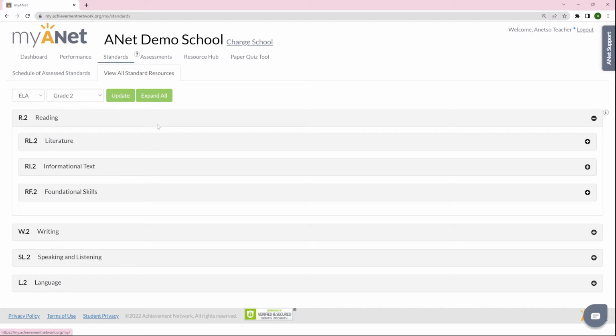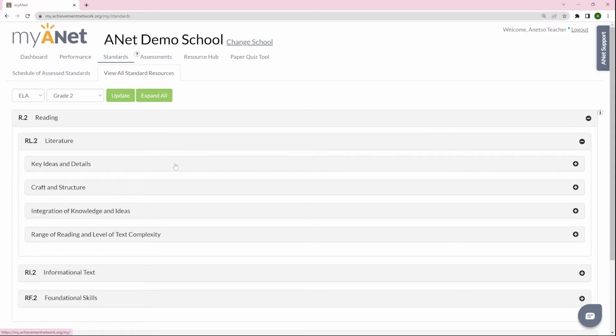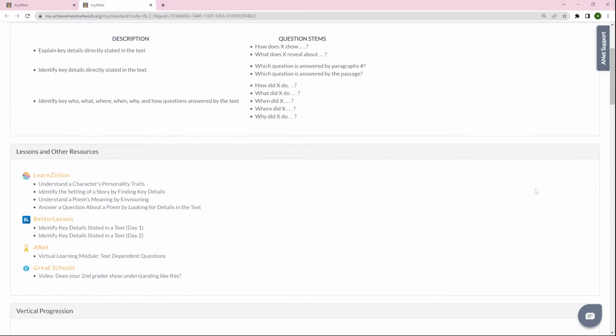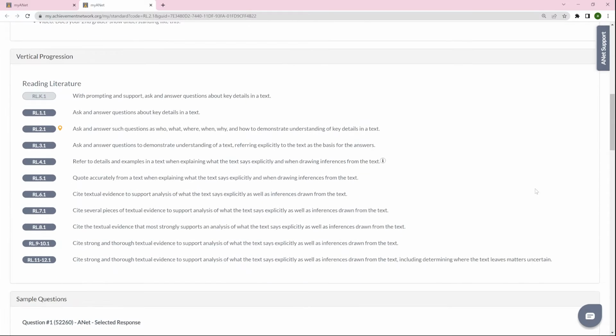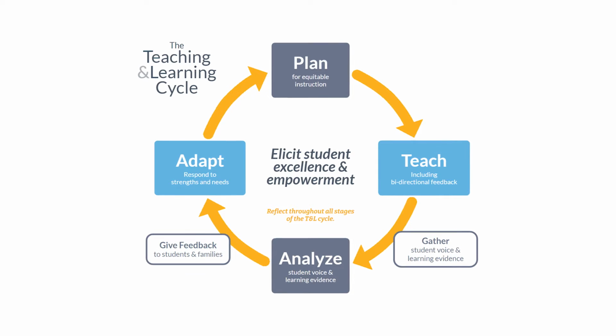Other leaders use the vertical progressions in writing to orient teachers to their grade level's expectations. Fully understanding what's come before and what's to come can help solidify understanding of the work of the grade and inform targeted intervention groups.